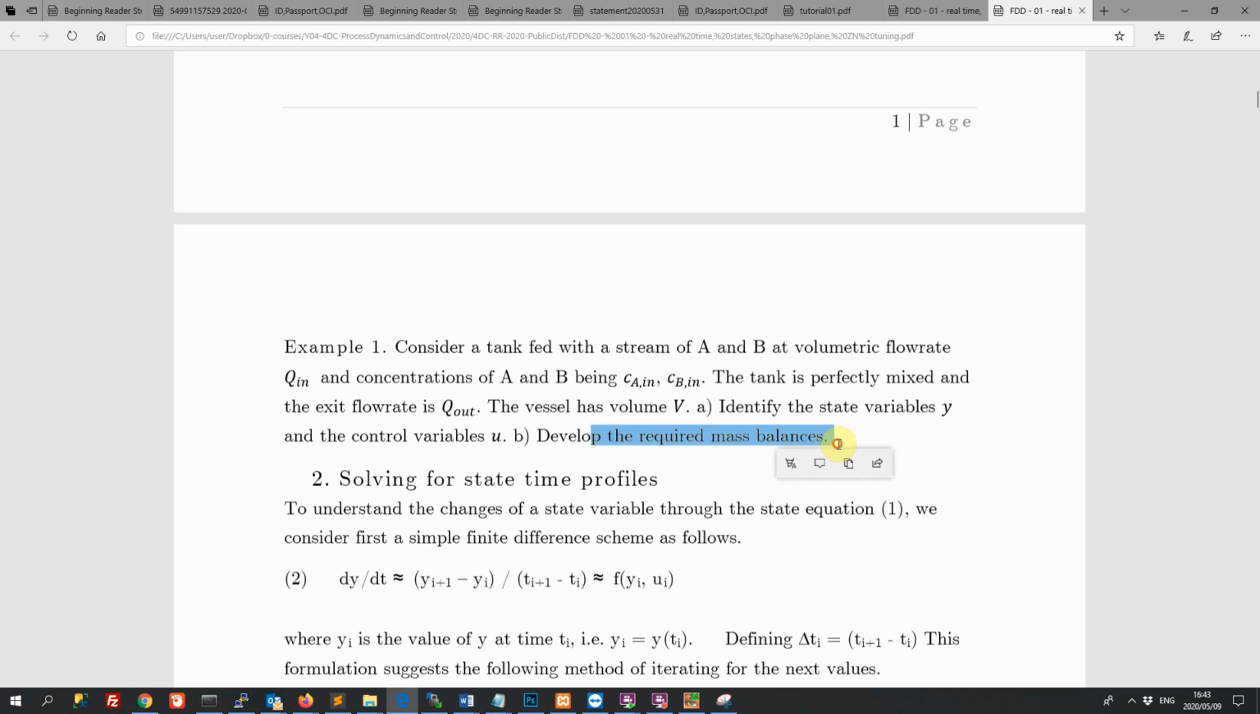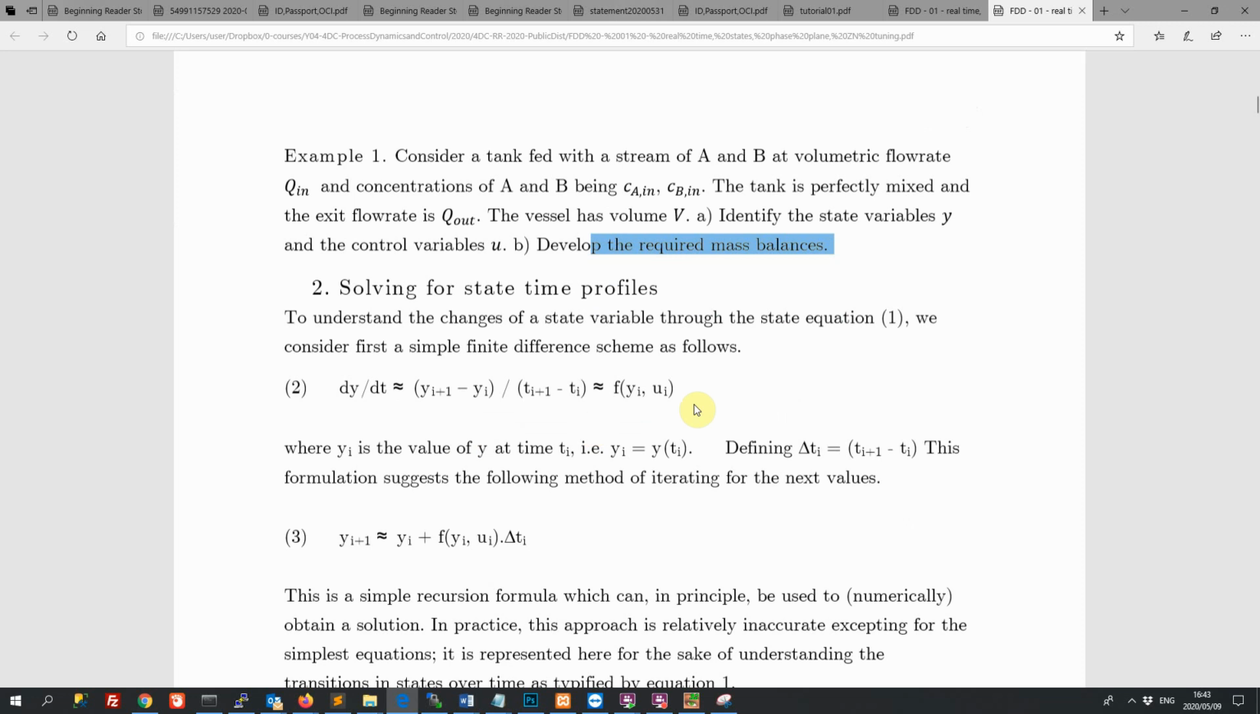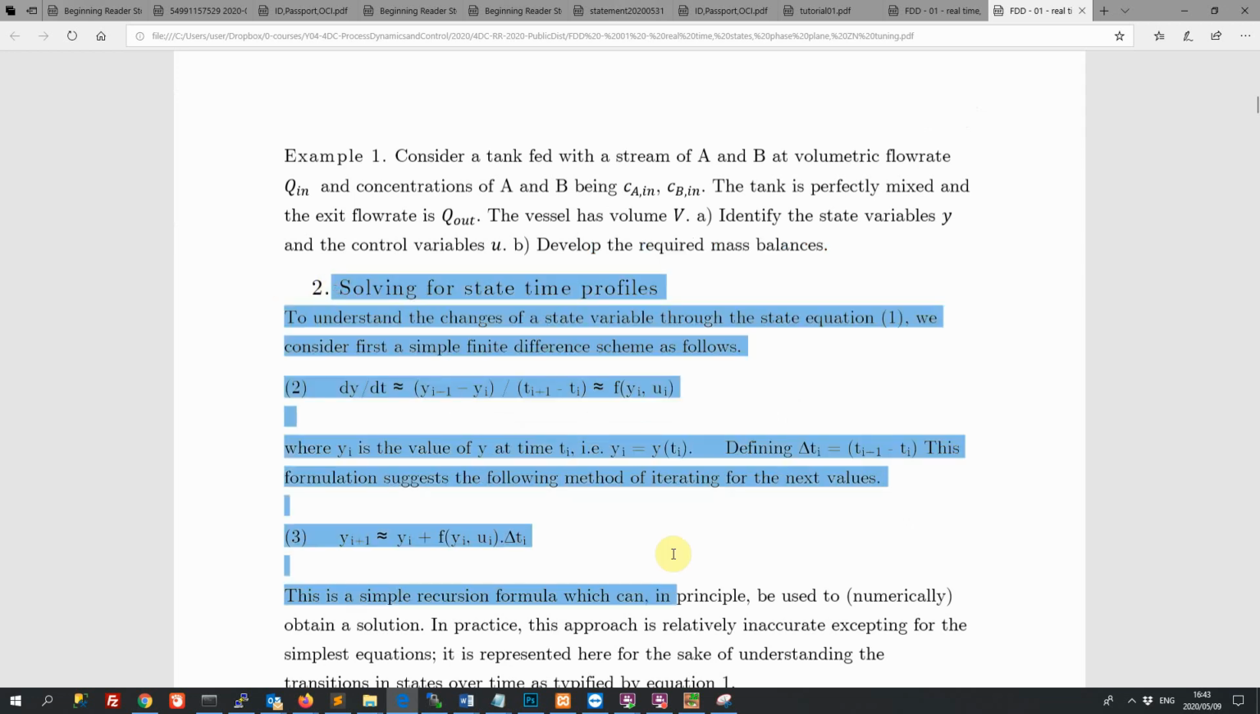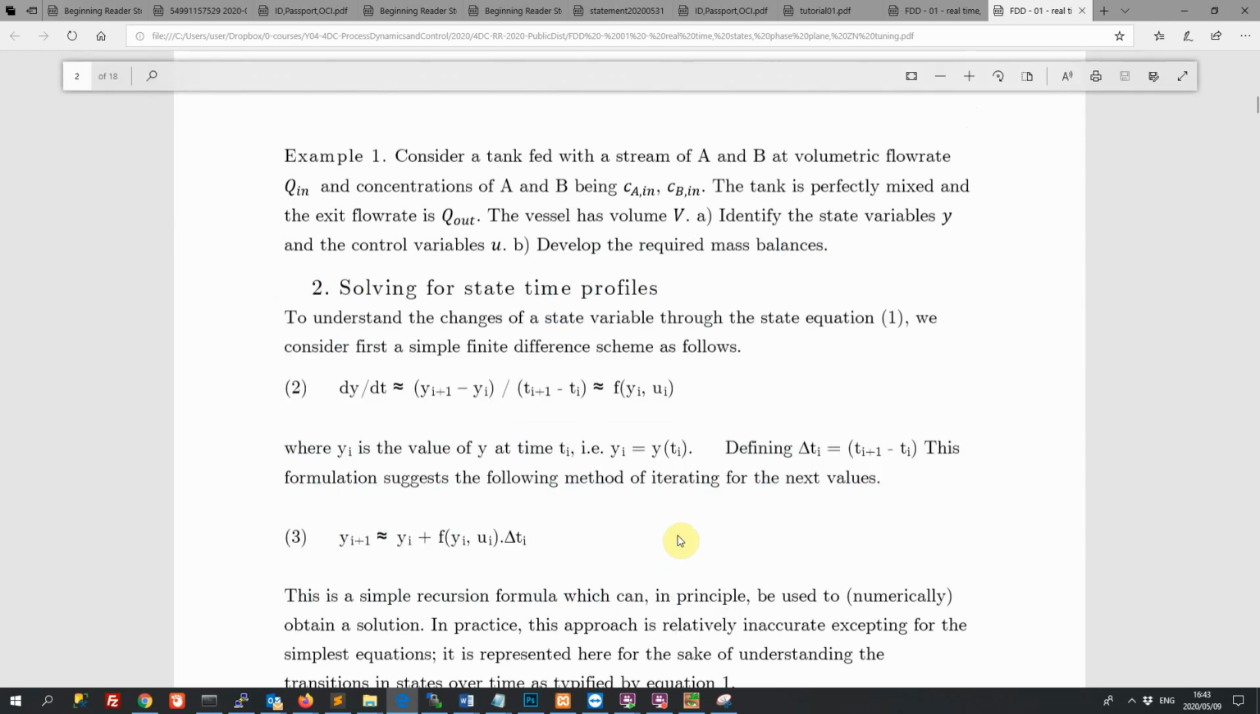The required mass balances, we did that already. Okay, so that's example 1. And then in terms of solving for the time profiles, this is just a note for those of us who might want to justify how we integrate those equations, or what state variables mean a bit more.